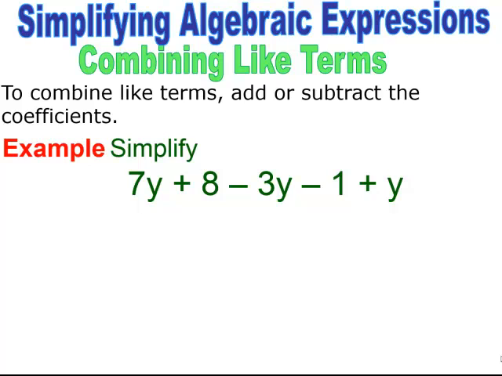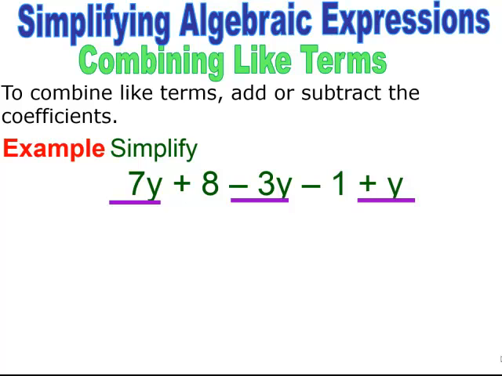So simplifying algebraic expressions, we're going to be combining like terms. And combining like terms means you need to add or subtract the coefficients of the like terms. So you're always looking, again, like terms have the same variable with the same exponent, or they're constants. So in this example here, I want to combine like terms to simplify the algebraic expression. So when I'm looking for the like terms, and then I'm going to add or subtract the coefficients.